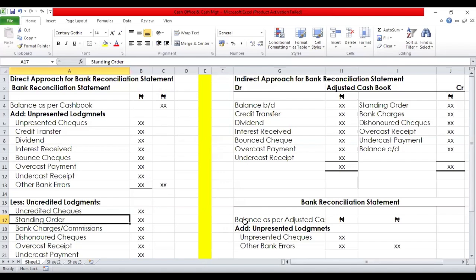When we talk of errors that will not affect the trial balance, we have what we call error of principle. We have error of commission. We have error of omission, complete omission, not partial. Partial omission will affect the trial balance, but if it is complete omission, it will not affect the trial balance. Error of original entry: when you capture the wrong figure from the source document, that's the error of original entry. We have compensating error, when one error cancels out another error.